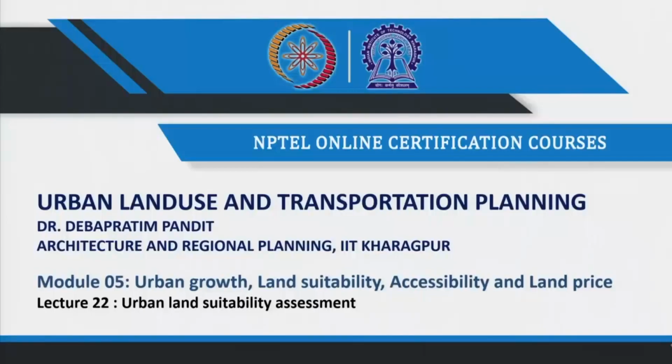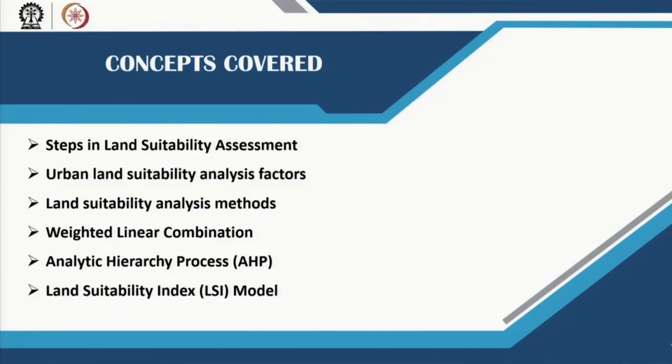Welcome back. In lecture 22, we will start with urban land suitability assessment. The different concepts that we will cover are steps in land suitability assessment, urban land suitability analysis factors, land suitability analysis methods, weighted linear combination, analytical hierarchy process, land suitability index model. So the last three concepts are basically different ways to do land suitability analysis.